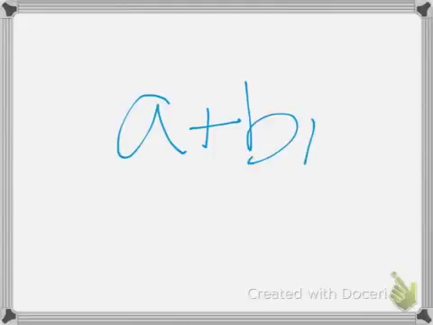A complex number is a number that can be expressed in the form a plus bi. A and b are real numbers, and i is an imaginary unit. This equation is used to simplify, add, subtract, and multiply complex numbers.